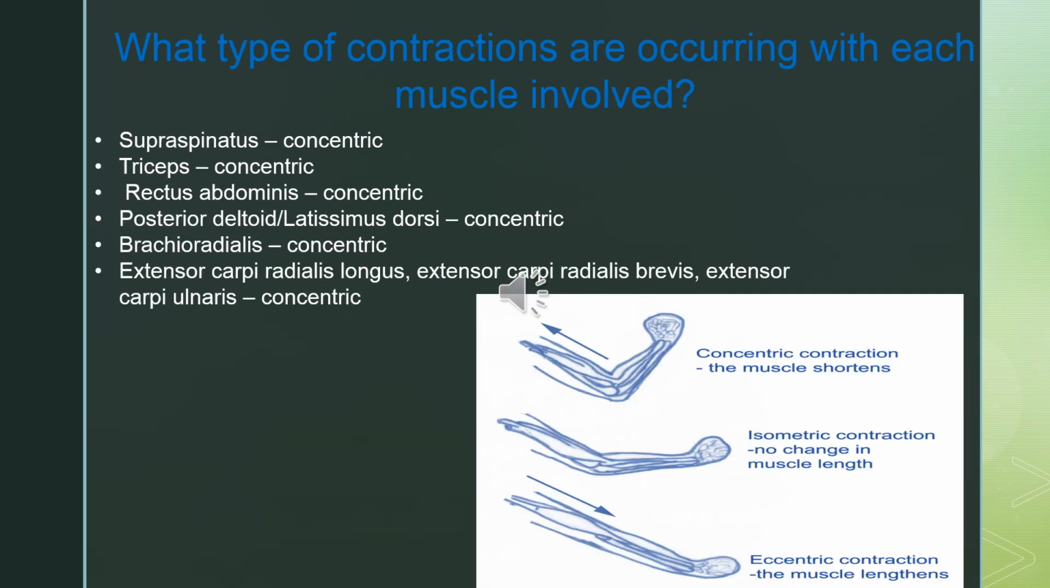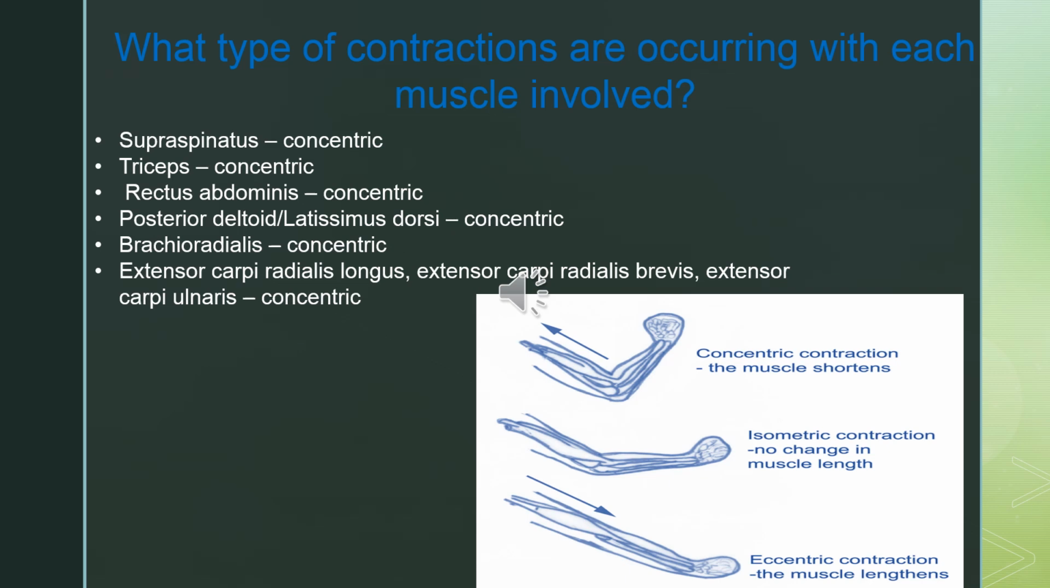So I'll provide an actual figure of the types of contractions there are, which include concentric contraction, which is the muscle contracting, but the muscle is shortening. We then have isometric contraction. There is no change in the muscle length, but the muscle is still contracting. We then have eccentric contraction, which is the muscle contracting, but the muscle is lengthening.